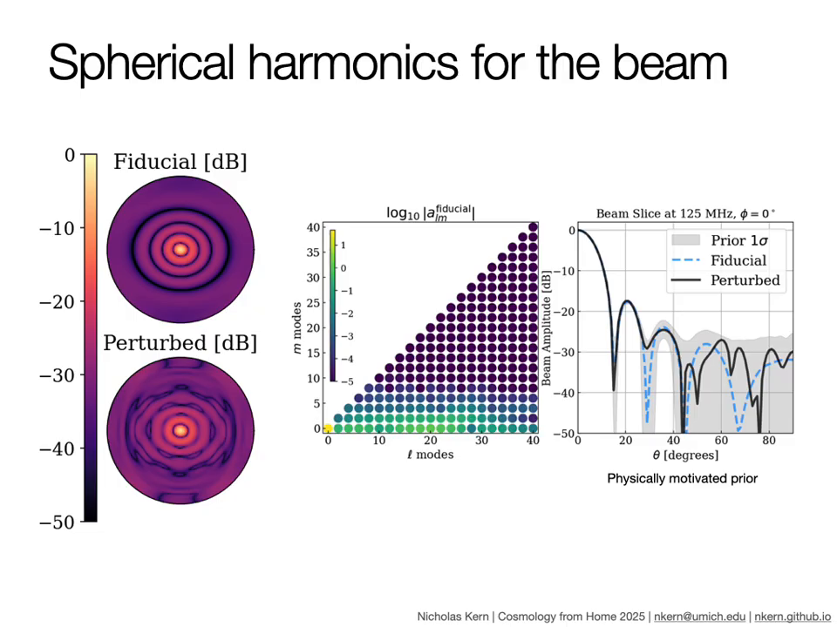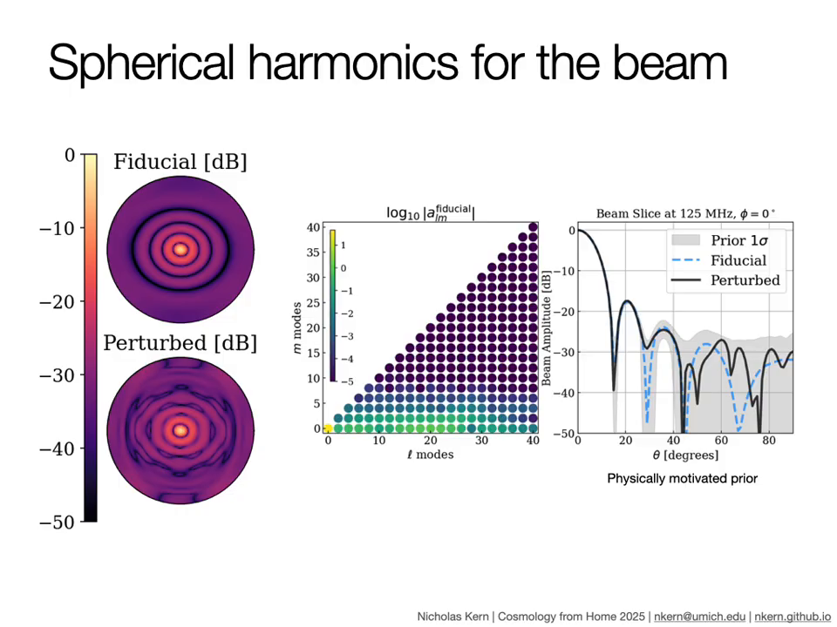So what we do is we have some fiducial, kind of standard beam shown on top, and then we model it with spherical harmonics, and then we add in noise to those harmonics to generate this perturbed truth beam. This is the beam that we don't a priori know, that we're going to try to optimize to, starting with this fiducial beam. Okay, so what about priors?